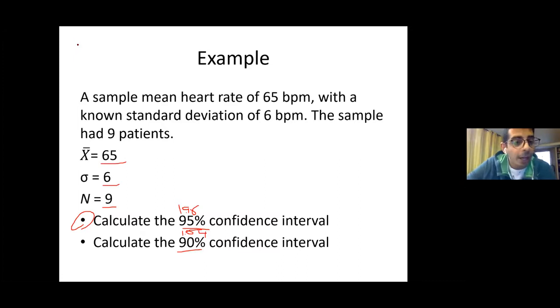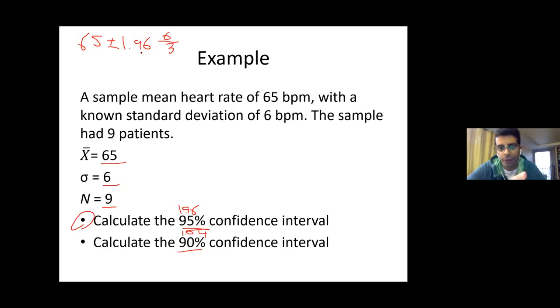Okay, so let's do the first one. It's going to be 65, plus or minus, because we're going to add it once to the right and another to the left. Then we're going to do z times SEM. So what's z here? It's going to be 1.96, right? And then SEM is 6 over radical 9, which is 3, right?